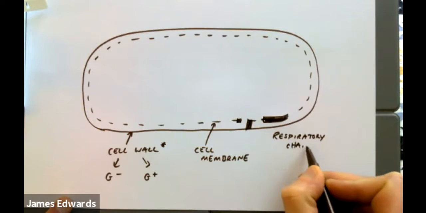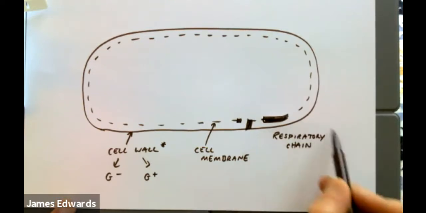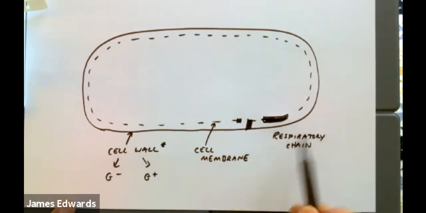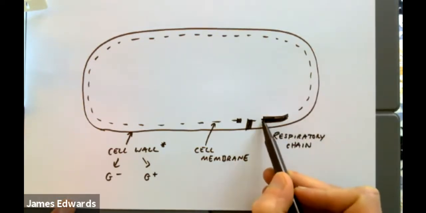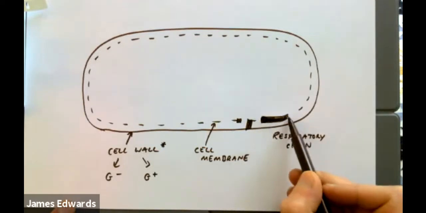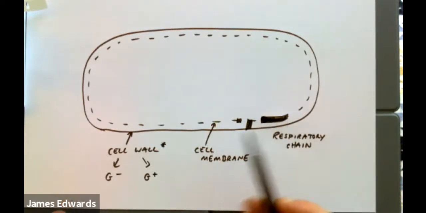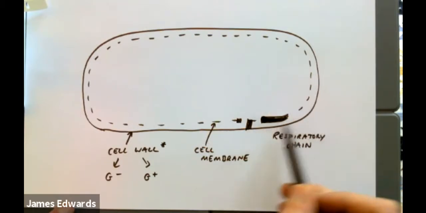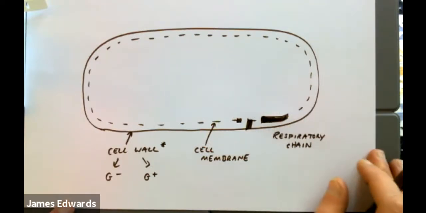So essentially this is the complex of proteins which allow bacteria to breathe. And remember that all bacteria respire in different ways. Some can grow with oxygen, some without oxygen. That very much depends on the cell type that we're talking about.